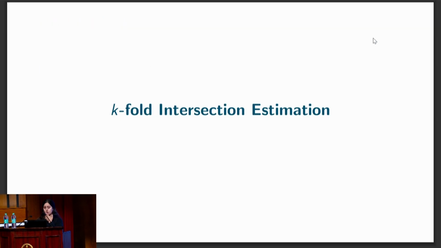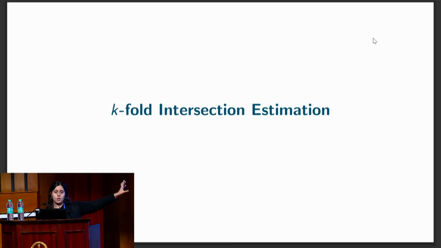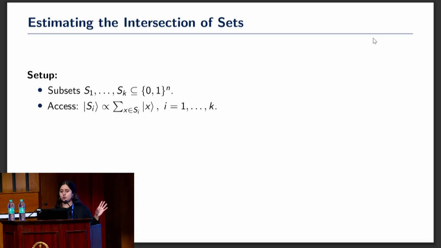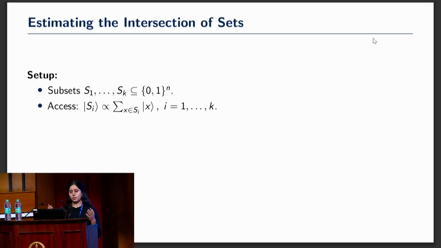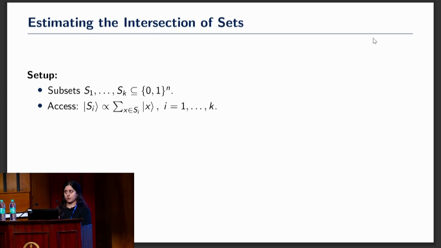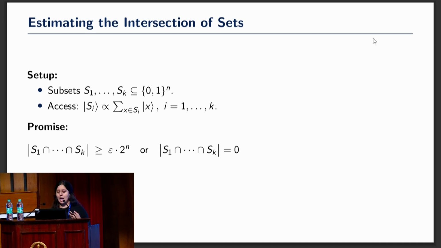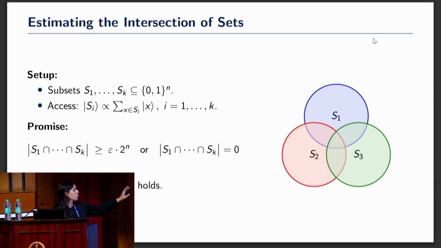Okay, cool. So I'm actually going to talk about the last bullet point here, and we call this k-fold intersection estimation. To introduce this, let's consider the problem of estimating the intersection of sets. The setup is as follows. You're given subsets of the Boolean hypercube, S1 through Sk, and you're given access to a superposition over all elements in the Boolean hypercube. Okay, so this is very natural. And you're promised that either the intersection is at least a constant fraction or the intersection is empty. And your goal is to decide which of these cases holds.